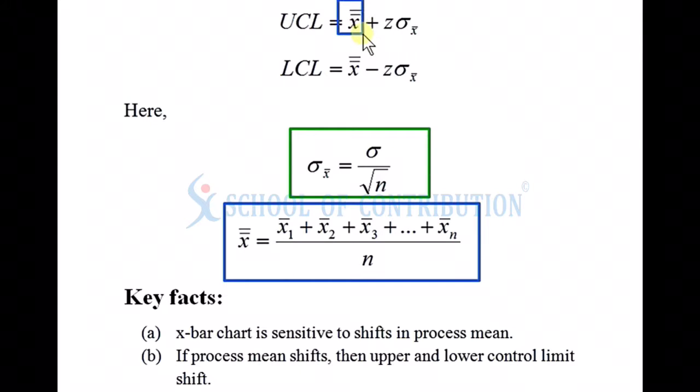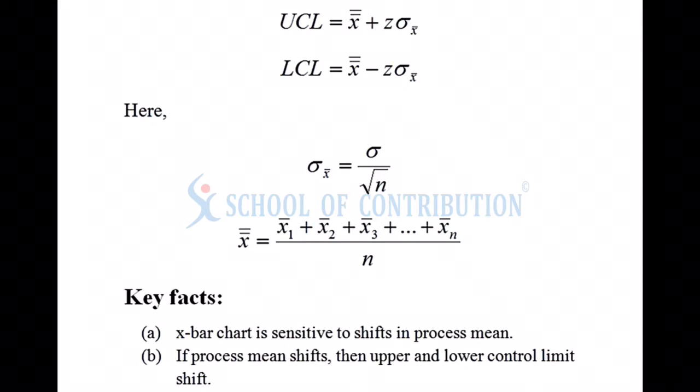The mean of sample means is referred to by x double bar, and x double bar is equal to the first sample mean, second sample mean, third sample mean, and so on to the nth sample mean, divided by the number of samples. So these are the two formulas for calculating the mean of sample means and the standard deviation of the sample mean, as we see in the formula.